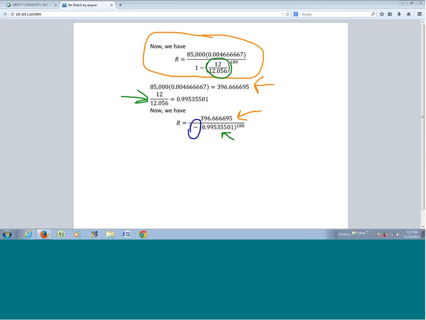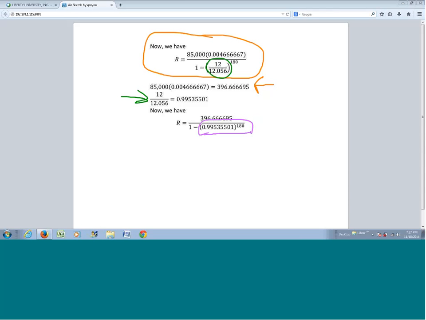I have subtraction and I have an exponent, and you're supposed to use your exponents before you subtract. So I'm going to need to take this 0.99535501 to the 180th power. That's what I'm going to do next.